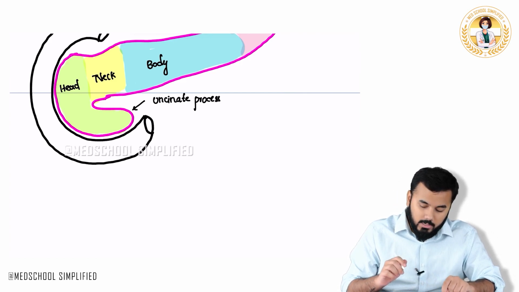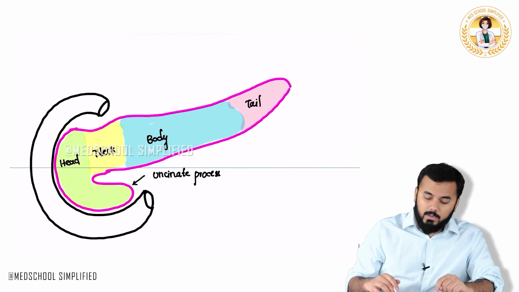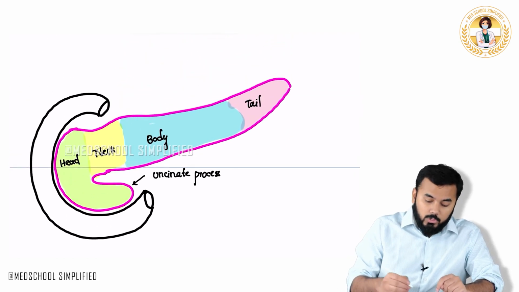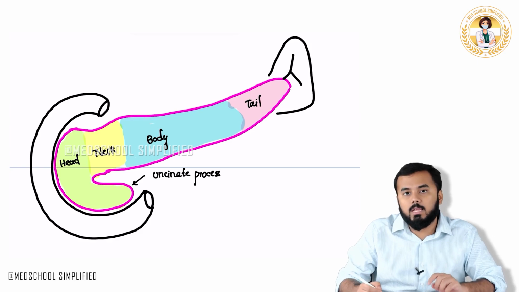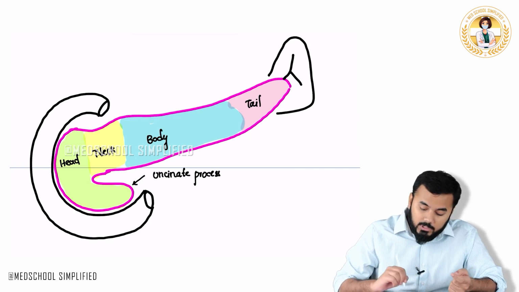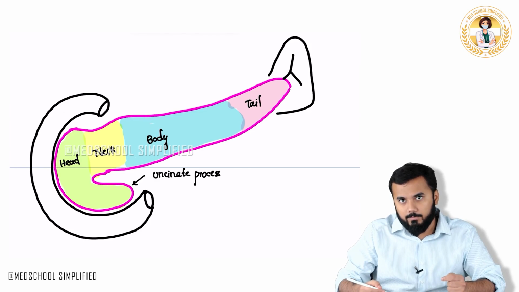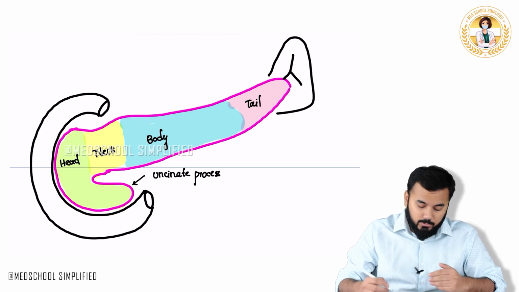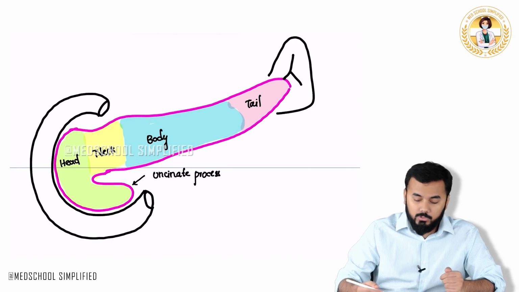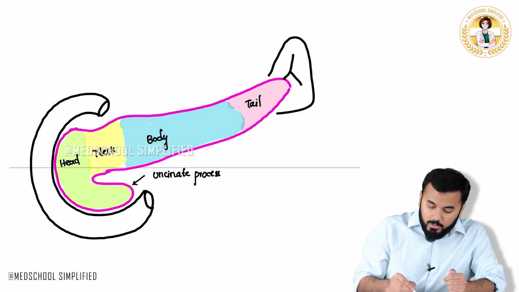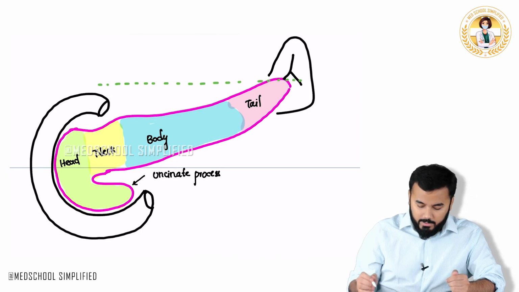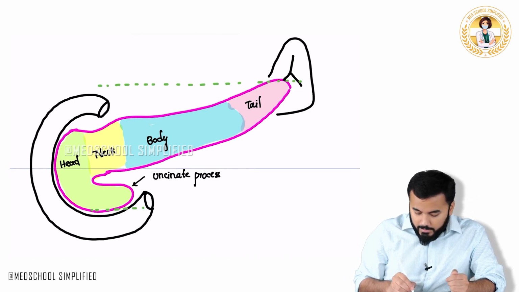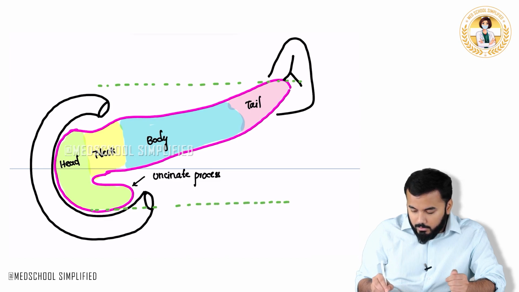Now, important thing you need to know is where the tail is projecting. All of you know that here we have our spleen. The center part of the spleen is called the hilum of the spleen, and the tail is projecting towards the hilum of the spleen. Remember that. If I take the upper border, this one is the upper border of the pancreas, and if I take the lower border, the uncinate process, this is the lower border of the pancreas.